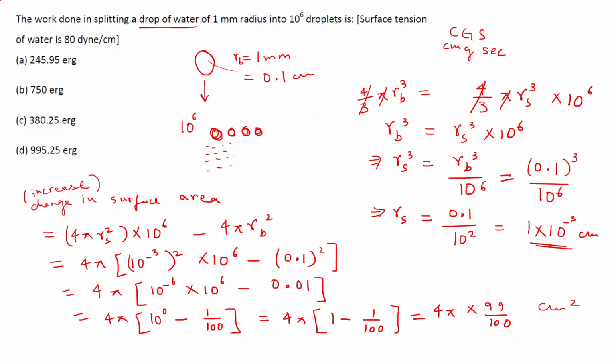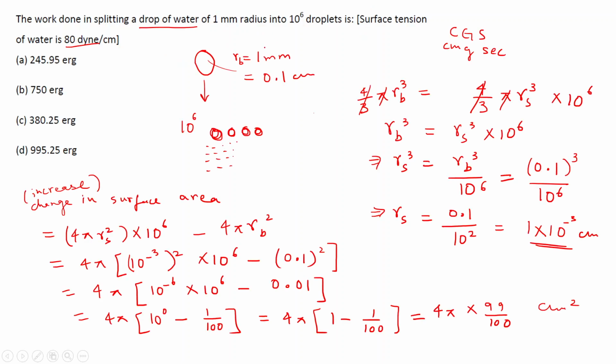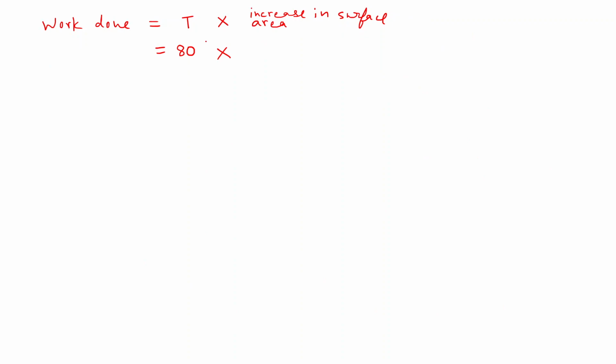Surface tension of water we have been given is 80 dyne per centimeter. Using this 80 dyne per centimeter, the increase in surface area is 4 pi times 99 by 100.